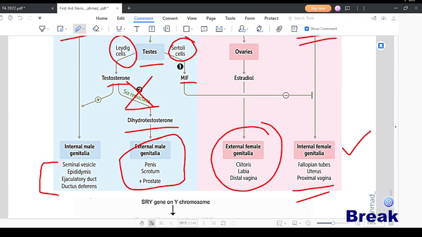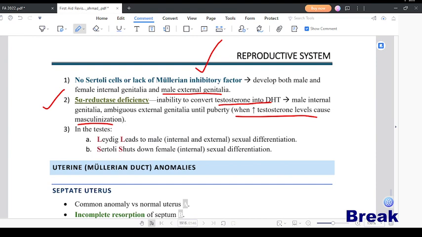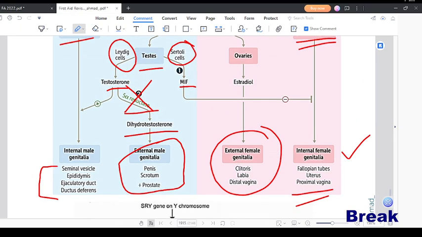So if that is deficient, the dihydrotestosterone will not be there, and resultantly the external male genitalia like penis, scrotum, prostate, they will not be formed. So ambiguous genitalia will be seen until puberty, and the male internal genitalia will be just fine because they are dependent on the mesonephric duct. They are not dependent on dihydrotestosterone, they are dependent on the testosterone alone. So if the testosterone is just fine, that will cause the conversion of the mesonephric duct into male internal genitalia like seminal vesicle, epididymis, and so on.